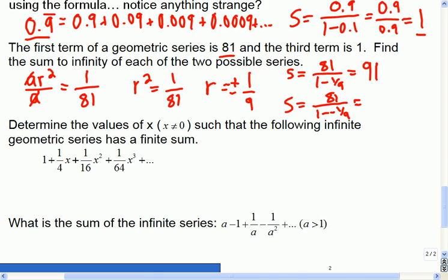So that would be 91.125, and in the other, 72.9. So it shouldn't surprise you that the sum that has a negative common ratio has a smaller value, because some of them are subtracted, right? So it's going to be smaller than the one that has all positives.